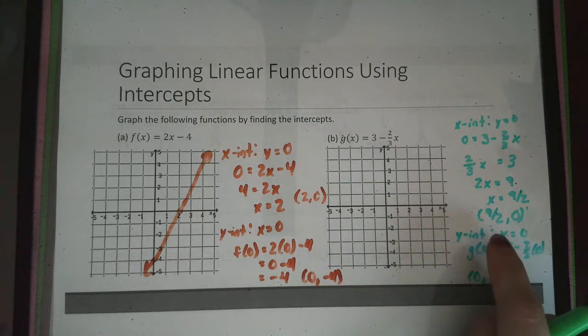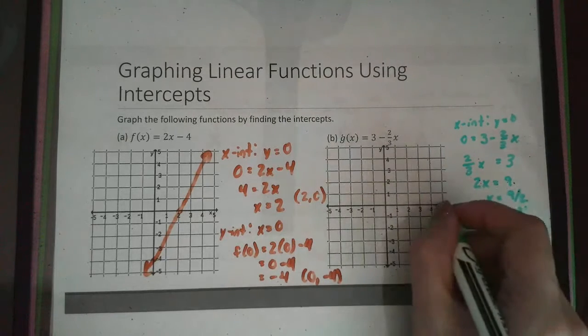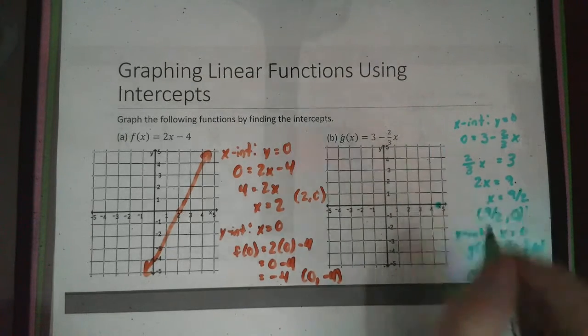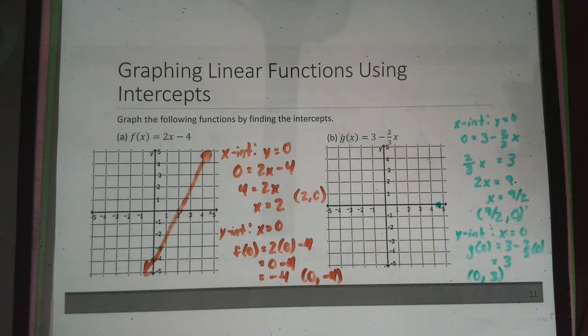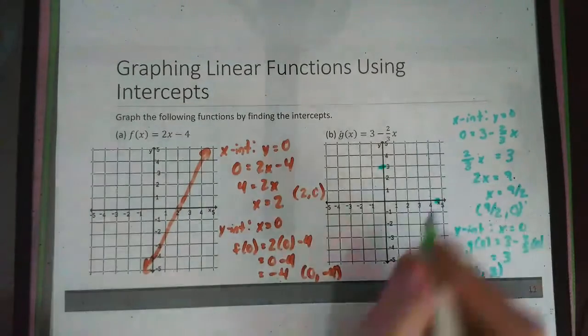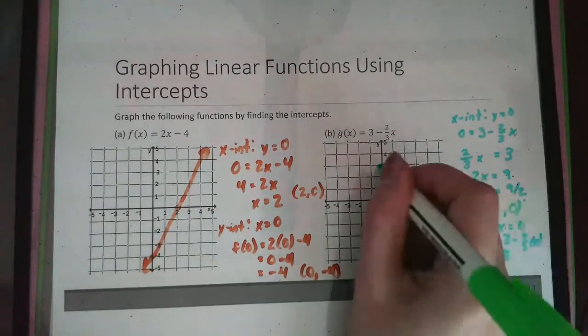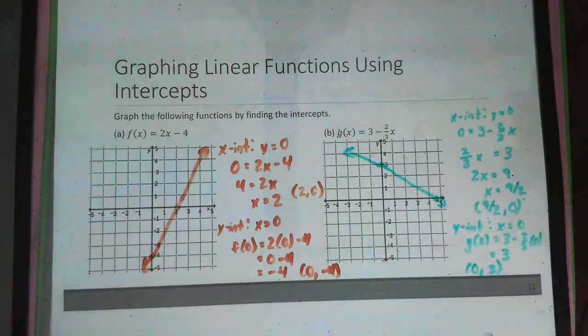9 halves, comma 0. I have to remember that 9 halves, if I divide that out, is 4.5. So my x-intercept is at 4.5 on the x-axis. My y-intercept is at 0, comma 3, which is up here. I play connect the dots. And that's the graph I'm looking at.